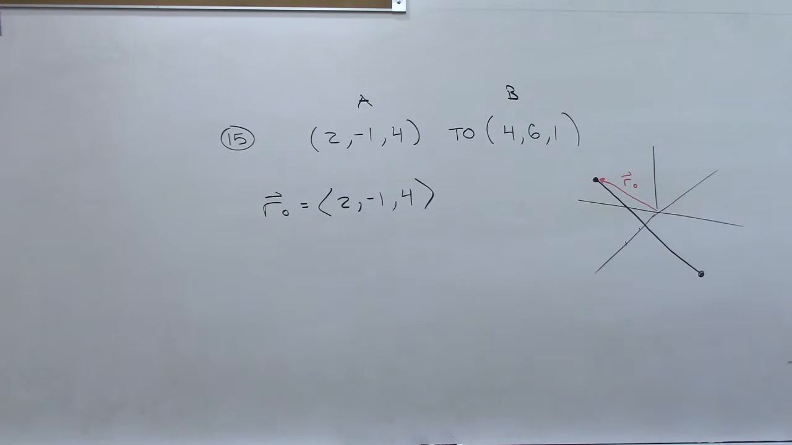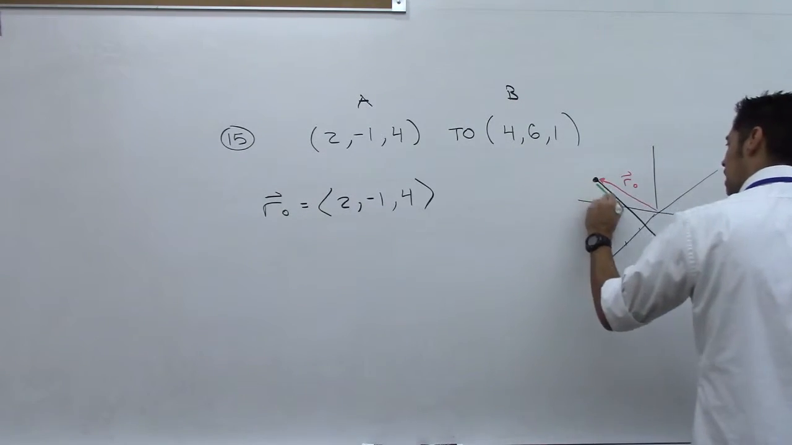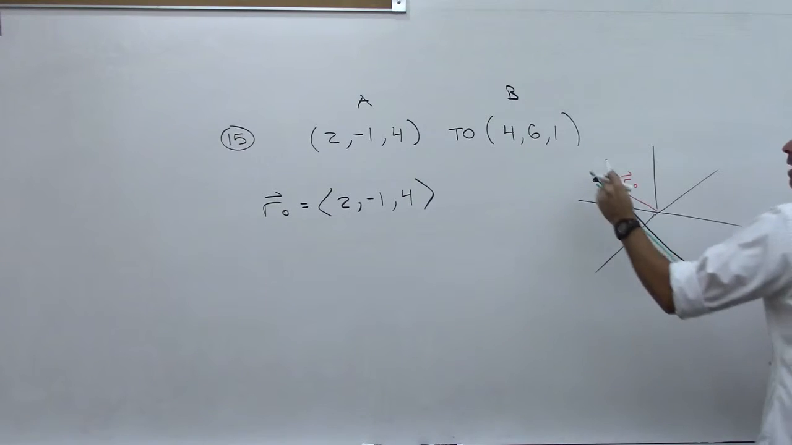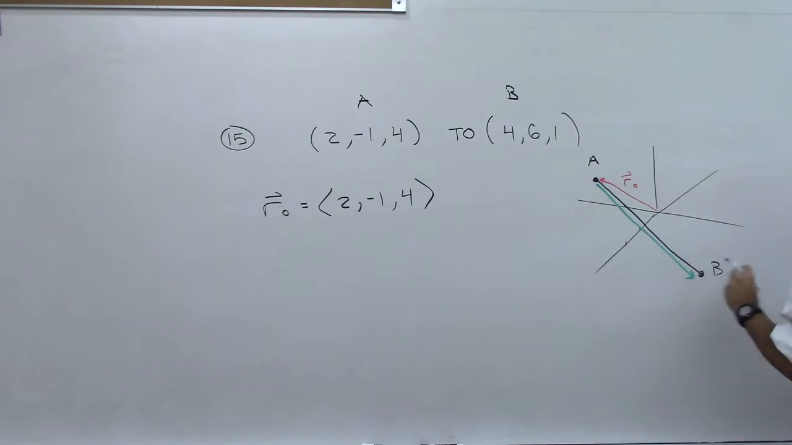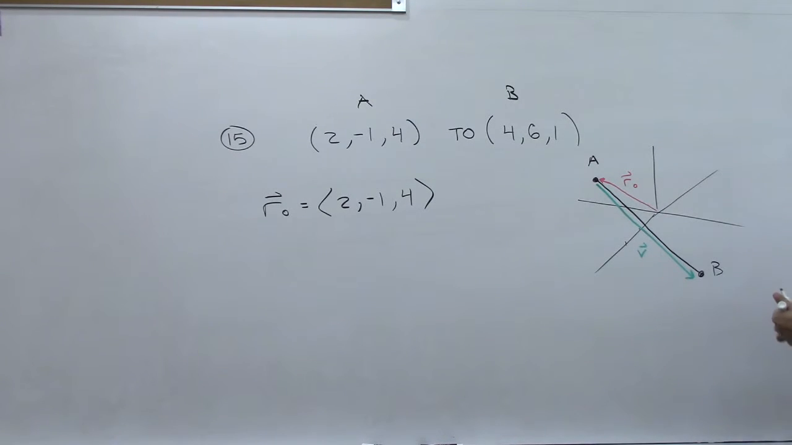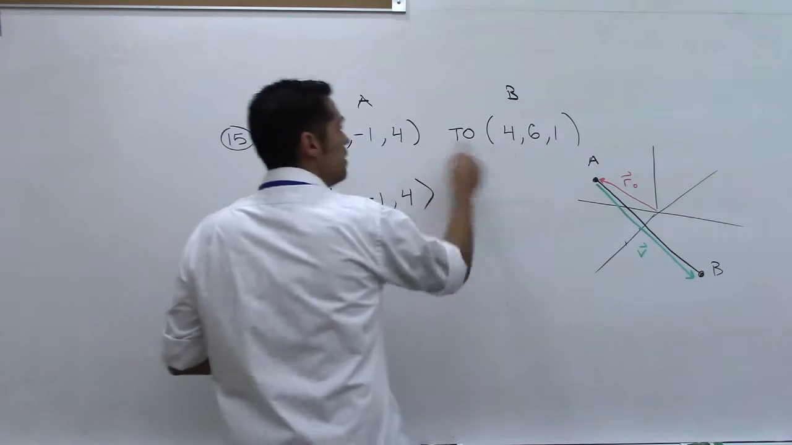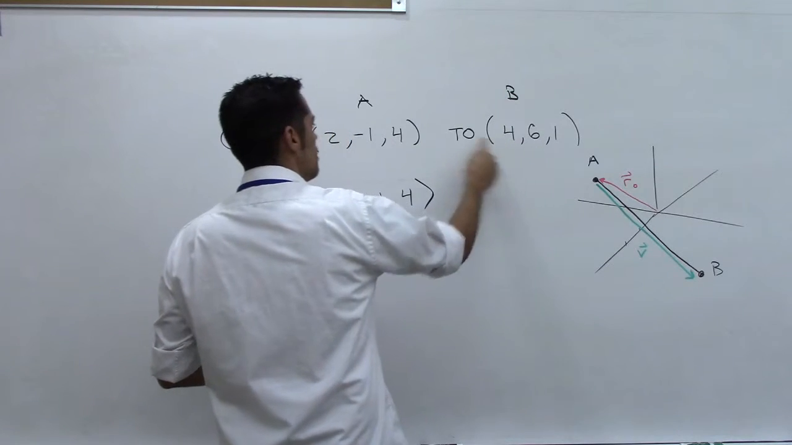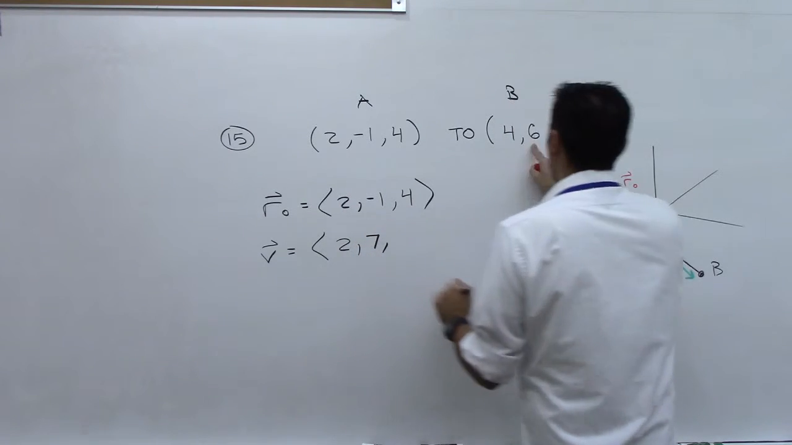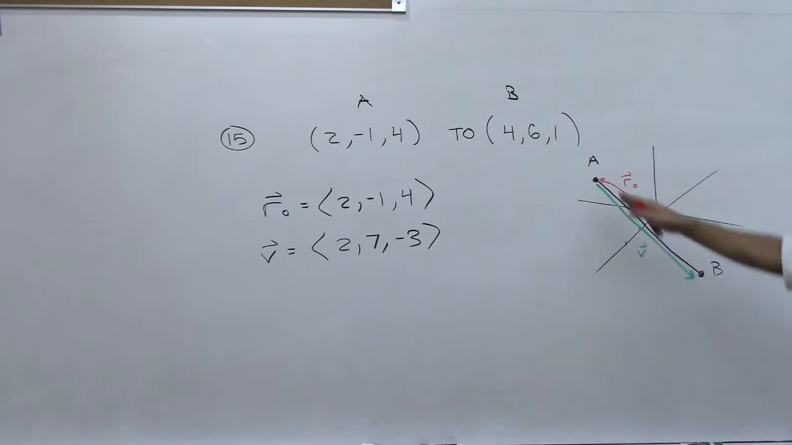And now what I need is a direction vector. The direction vector I use is the vector that connects point A to point B. This is point A. This is point B. That vector is going to be my direction vector v. So v is the vector connecting these two points. I'm going to go 4, take away 2, that's 2. I'm going to go 6, take away -1, that's 7. And I'm going to go 1, take away 4, that's -3. So that's my direction vector v.